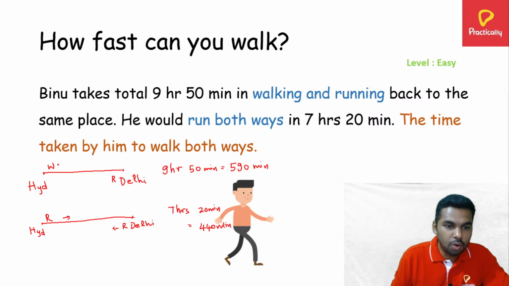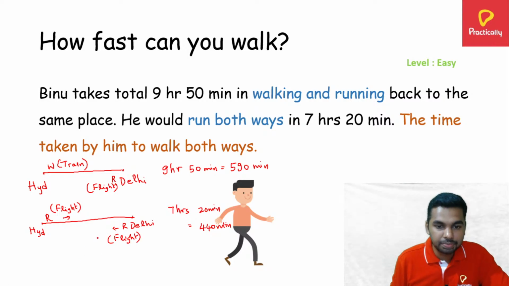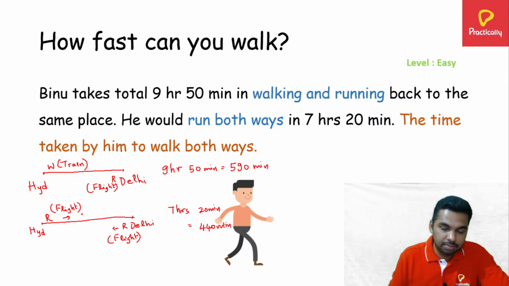Now you can think of walking to be, maybe he is traveling by something, train. I don't know if trains are running right now. And running might be he is catching a flight while he comes. So Hyderabad to Delhi again, he might be taking a flight, and the return is also by flight. All right. Now the question is, suppose he was taking the train on both sides, then how much time does he take in total?